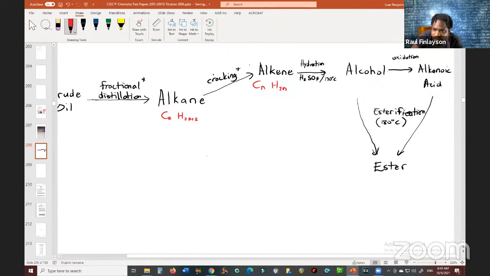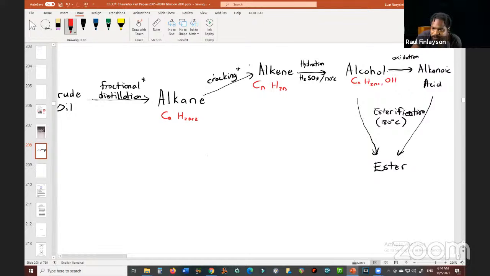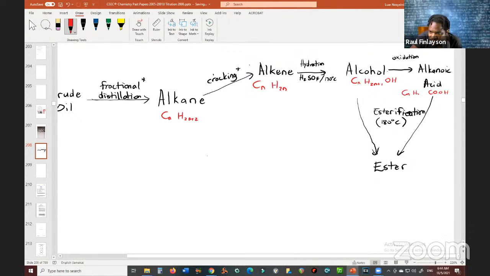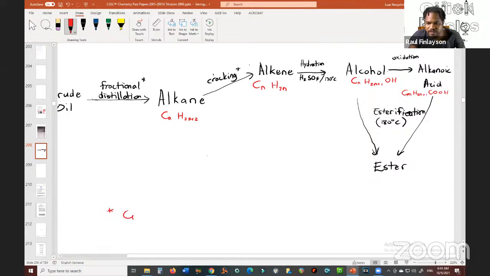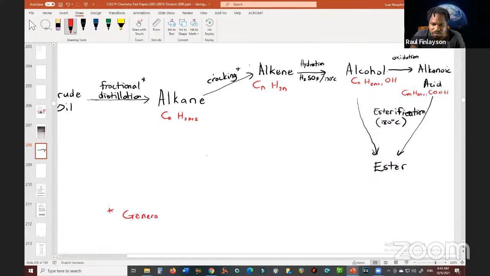CnH2n, guys. Alcohols, no. If they ask you for the general formula for alcohols, it will be CnH2n plus 1 OH. Alcohols end with OH. Alkanoic acids now end with COOH. And of course, the general formula would be CnH2n plus 1 COOH. So these are what we have, let me just highlight that. That's the general formula for each of these.